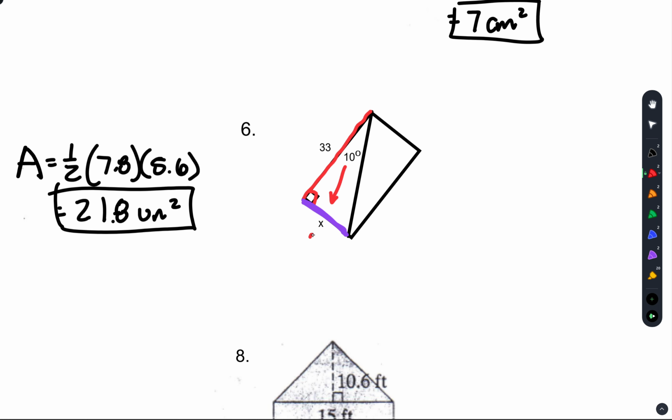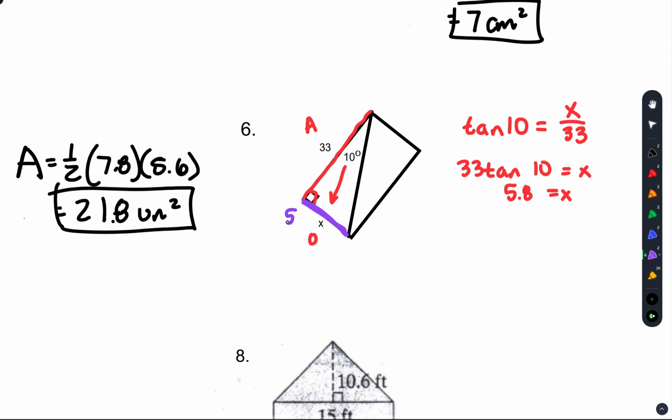So I have the opposite. I have the adjacent. This is going to be tangent of 10 degrees equals opposite over adjacent, x over 33. To solve this for x, I'm multiplying both sides by 33. 33 tangent 10 equals x, and I believe that's going to get me something like 5.8. I'm going to fill that in right here.